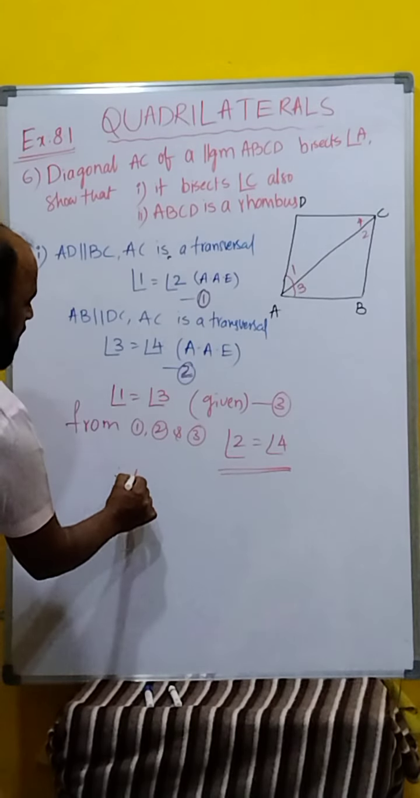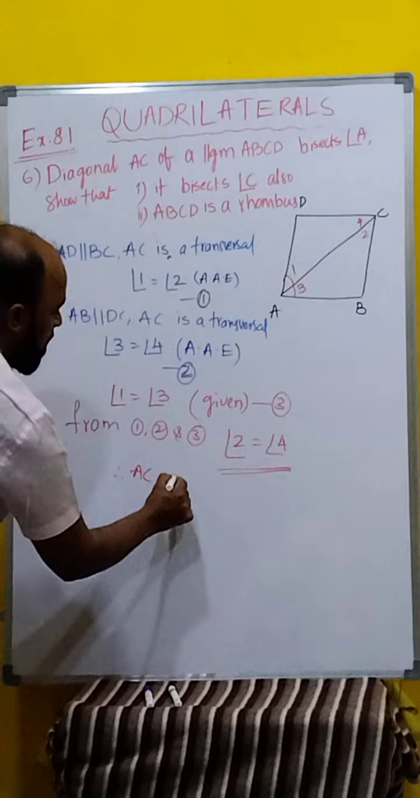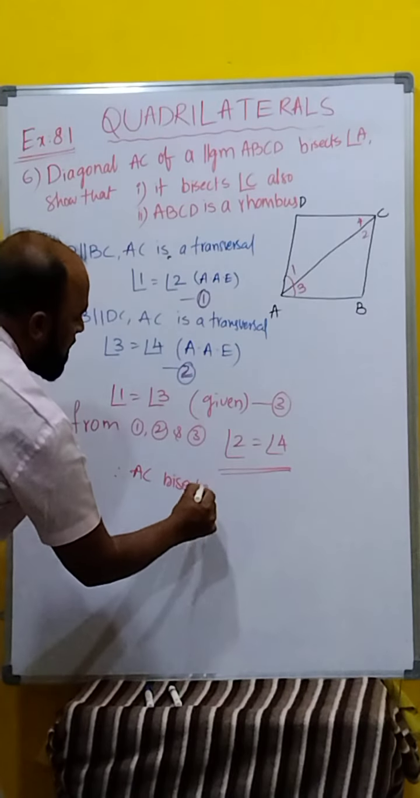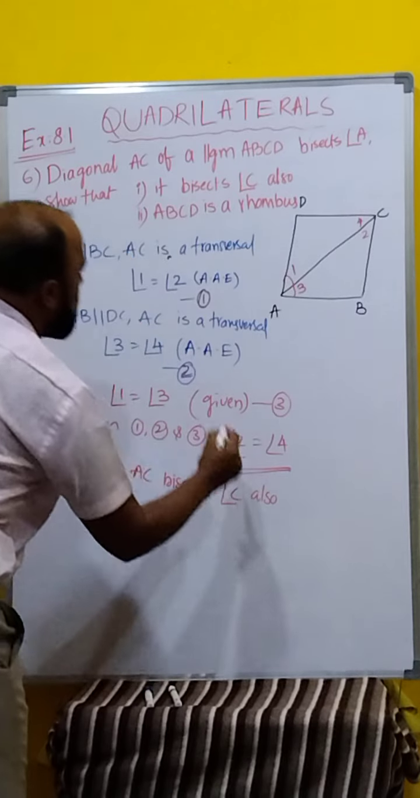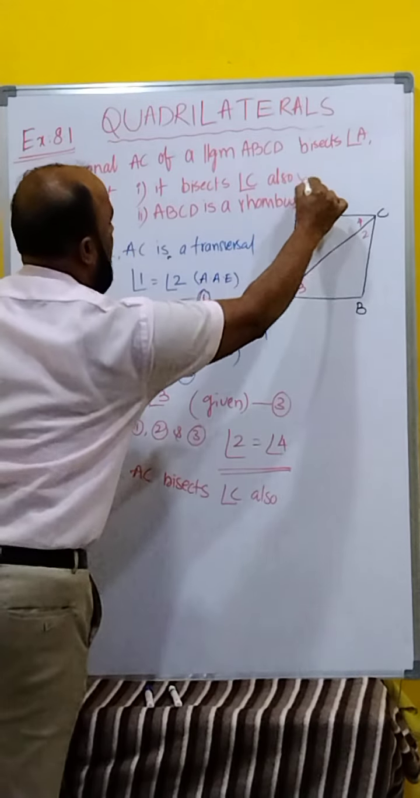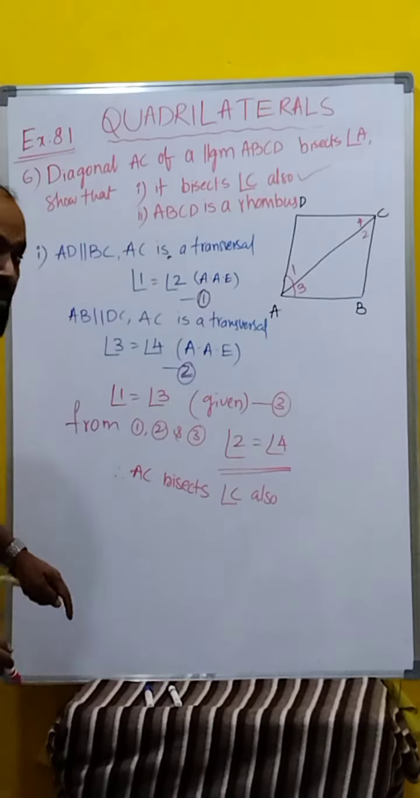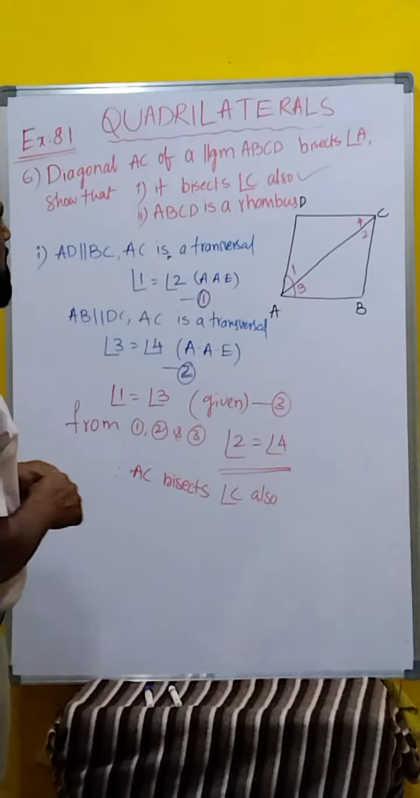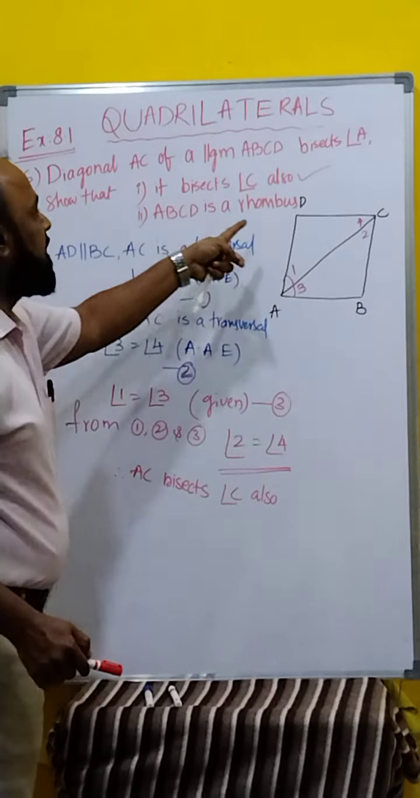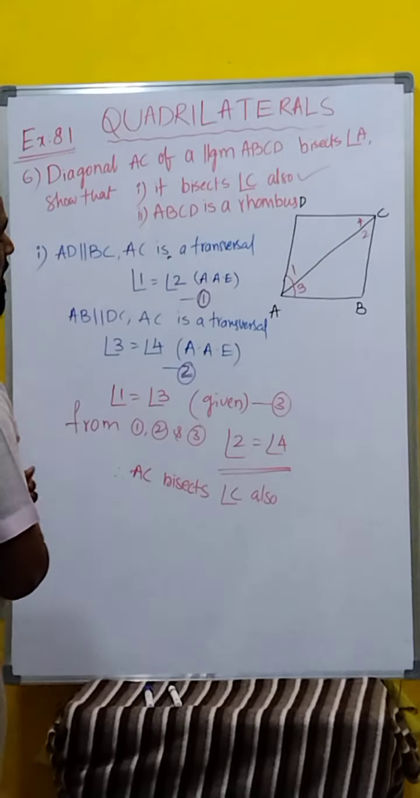Therefore, AC bisects angle C also. First one completed. Why does it bisect? Because angle 2 is equal to angle 4. Next one: ABCD is a rhombus. We have to prove it is a rhombus.